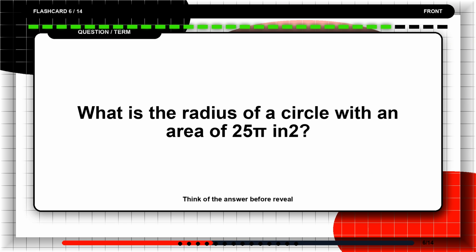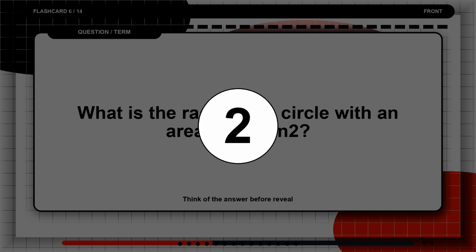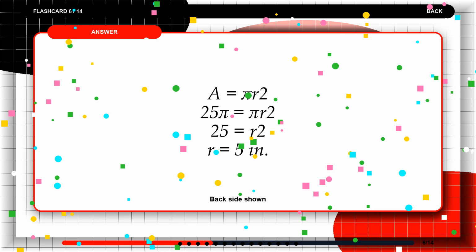Flashcard 6. What is the radius of a circle with an area of 25 pi square inches? Pause and think of the answer before the reveal. The answer is: A equals pi r squared, 25 pi equals pi r squared, 25 equals r squared, r equals 5 inches.